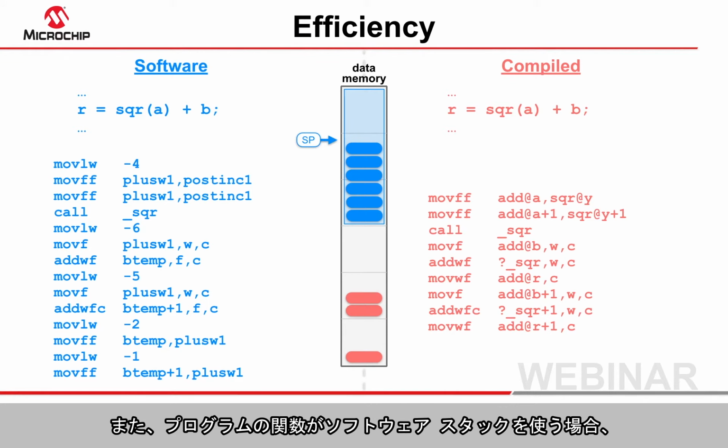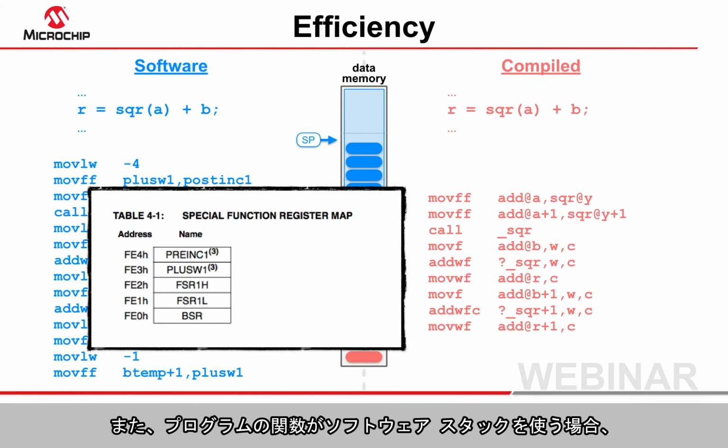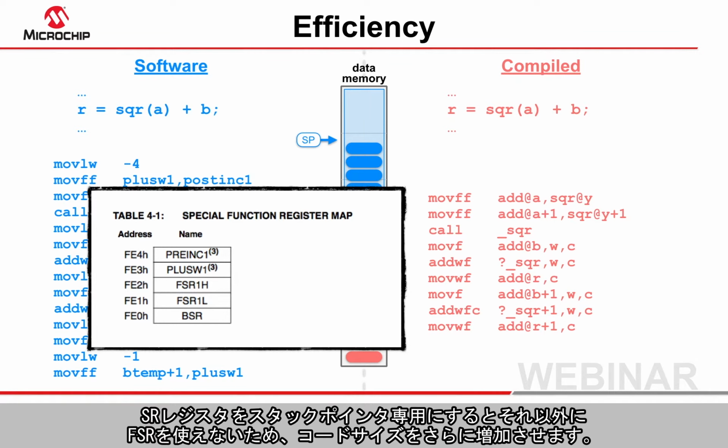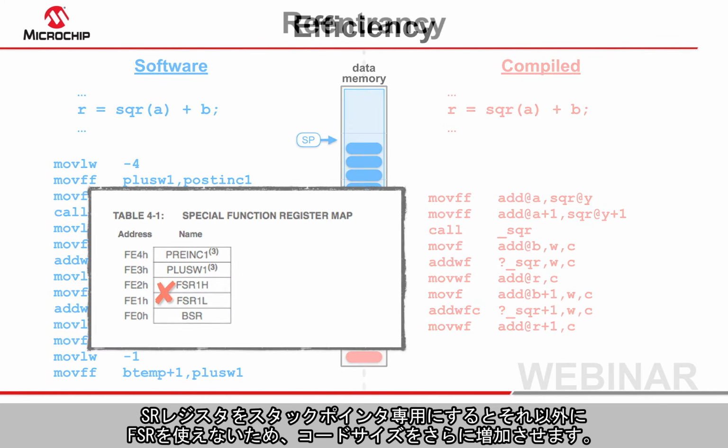Note also that if any function in a program uses the software stack, the FSR register dedicated as the stack pointer will be otherwise unavailable for the entire program, and this might further increase code size.